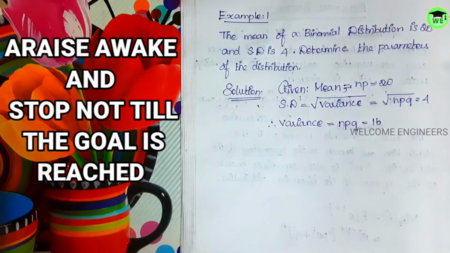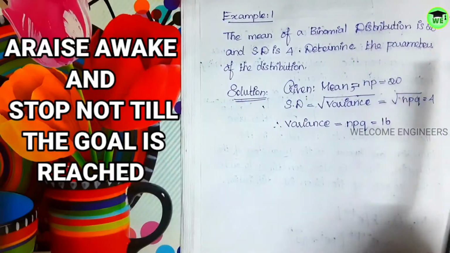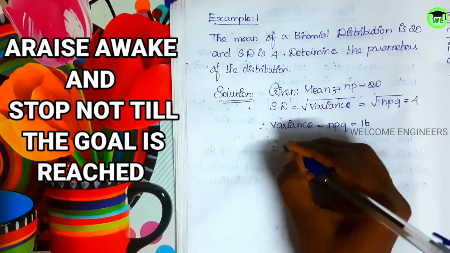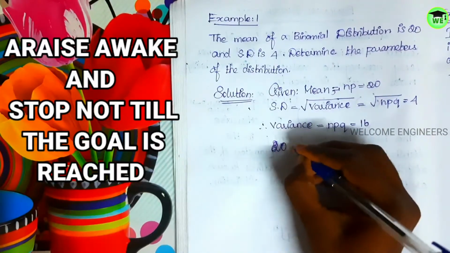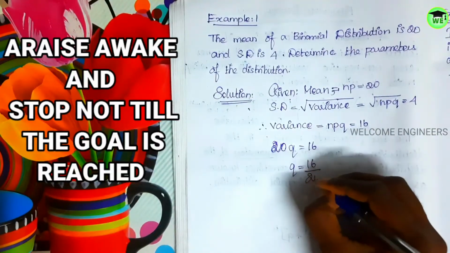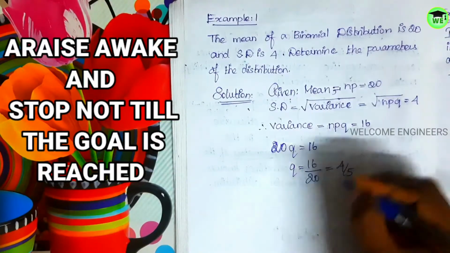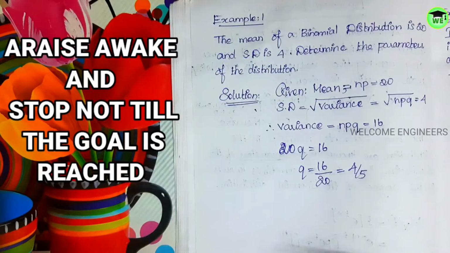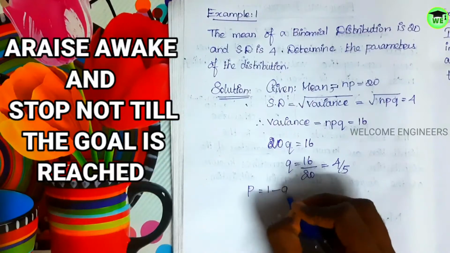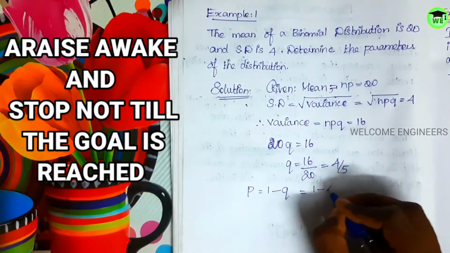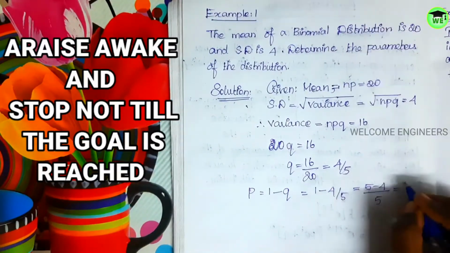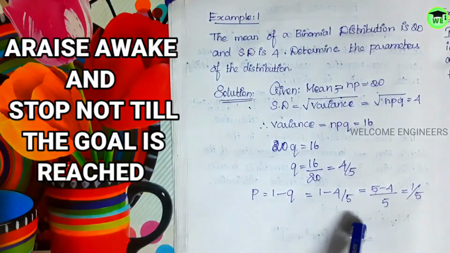Now we have to find the parameters n and p. For that, we substitute 20 for the np value. So 20 into q is equal to 16. Therefore, q is equal to 16 by 20, that is 4 by 5. Now we find the p value from the q value, because p is equal to 1 minus q, that is 1 minus 4 by 5, which is 5 minus 4 by 5, equal to 1 by 5. So the p value is 1 by 5.